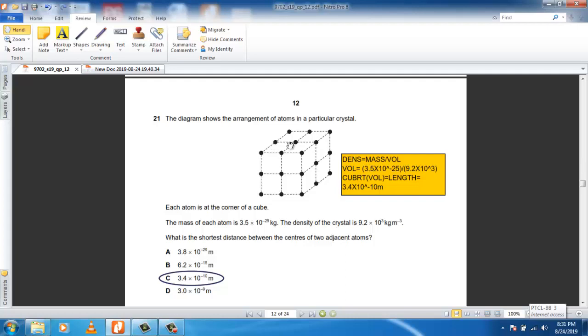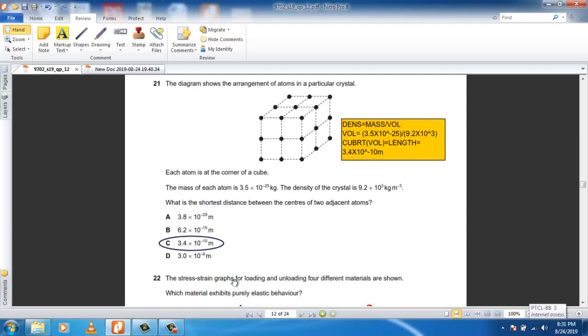So consider this whole thing as a cube. You can find the volume of the cube, and from the volume you can find the length of the cube. Density is mass over volume. You are given the mass and density, so calculate the volume and take the cube root of the volume. It will give you the length, which is 3.4 times 10 raised to the power negative 10. You just have to use your common sense for it.